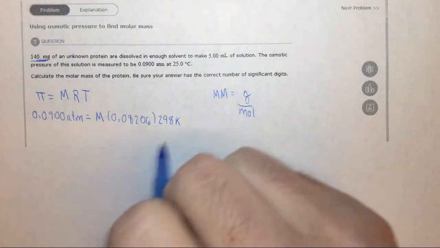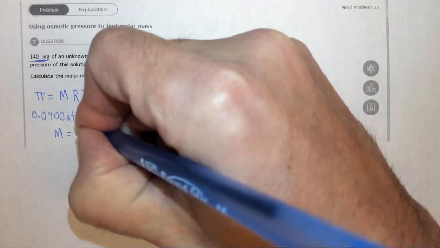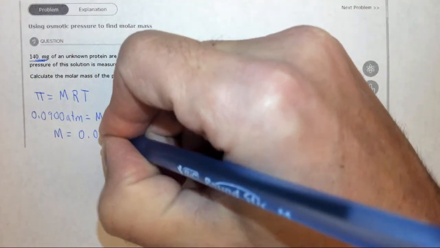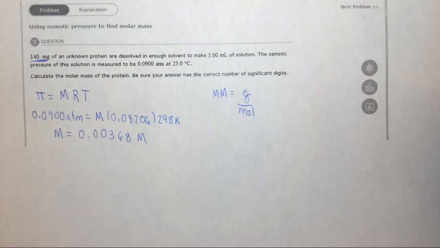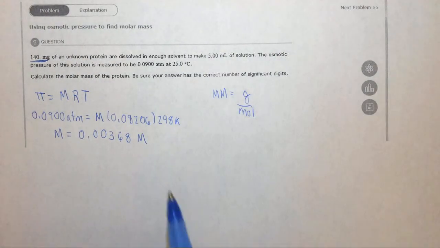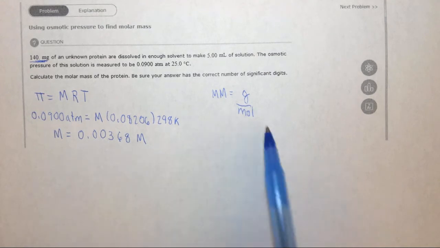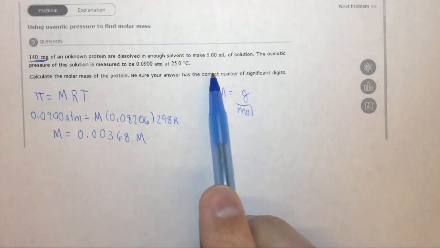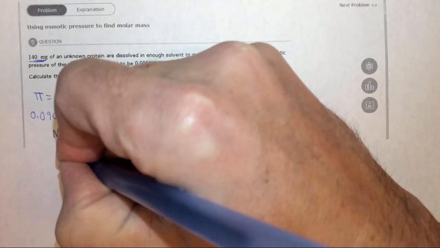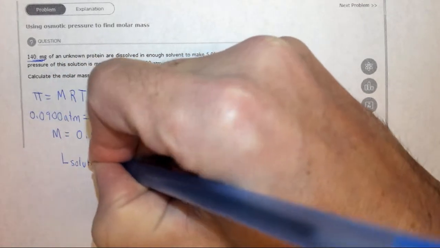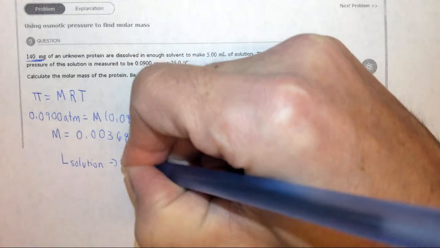So for the molarity, we multiply these two and divide into this one. The molarity is equal to 0.00368 molar to 3 sig figs. Now, this just gives us the molarity. It doesn't actually give us the number of moles.